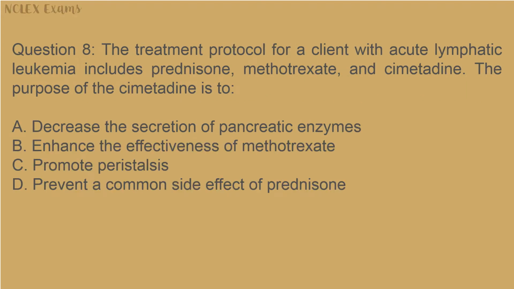Question 8. The treatment protocol for a client with acute lymphatic leukemia includes prednisone, methotrexate, and cimetidine. The purpose of the cimetidine is to: A. Decrease the secretion of pancreatic enzymes. B. Enhance the effectiveness of methotrexate. C. Promote peristalsis. D. Prevent a common side effect of prednisone.